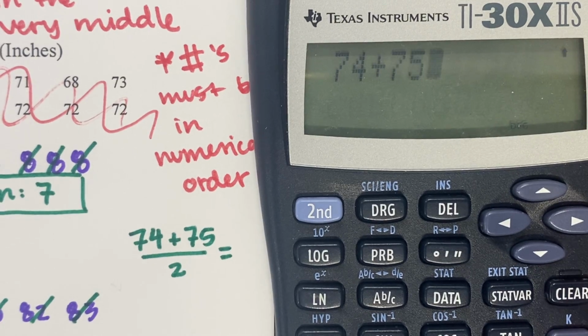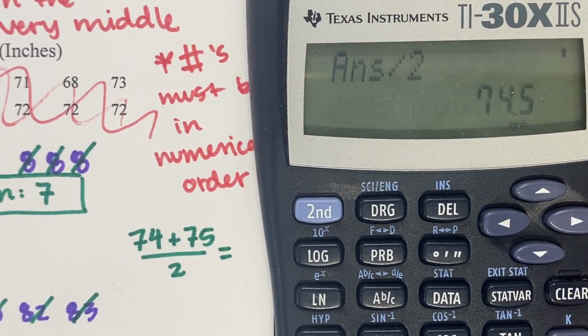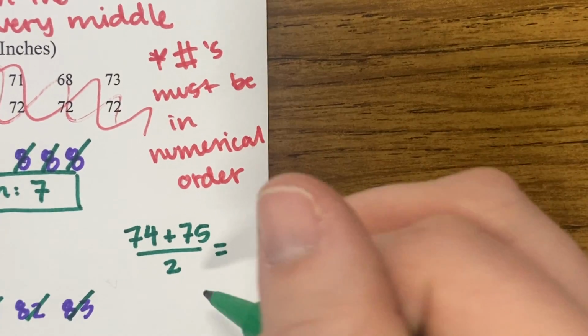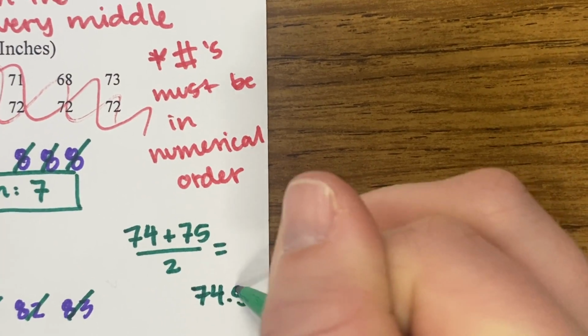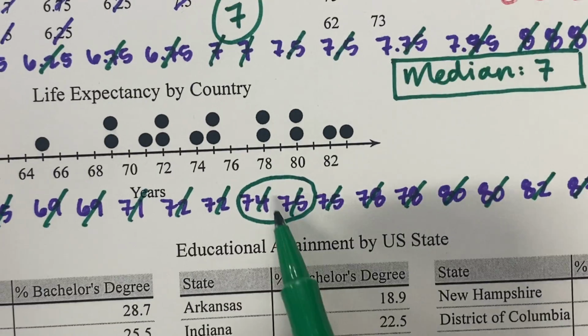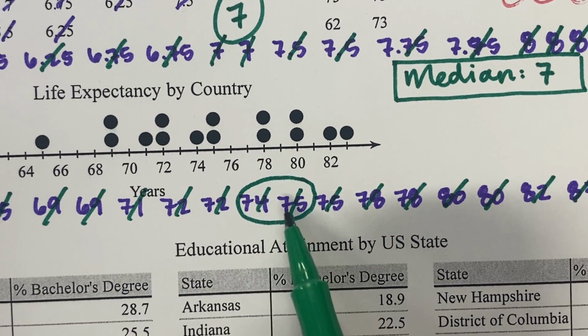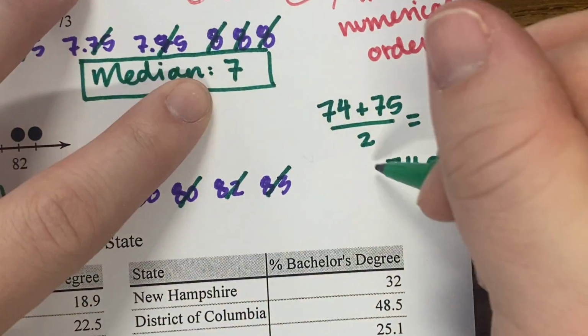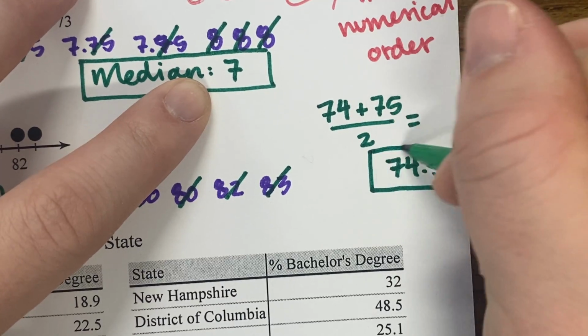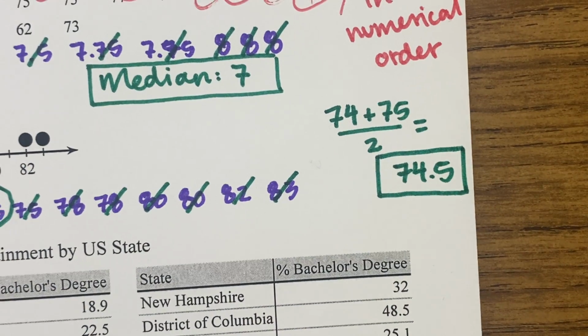74 plus 75 is equal to 149. Then divide it by 2. We get 74.5, which makes sense. The number that is directly in the middle of 74 and 75 is 74 and a half. So there we go.